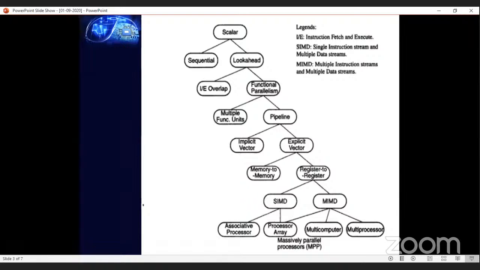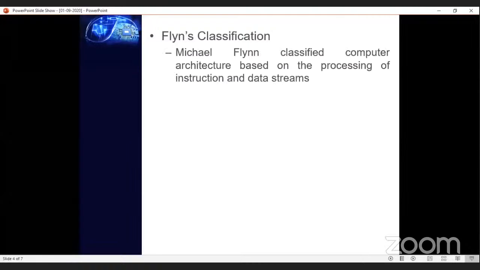Okay, so what is that? That one is popularly known as, what is that? Flynn's classification. So what about Flynn's classification? Who designed this concept? A computer engineer, Michael Flynn.